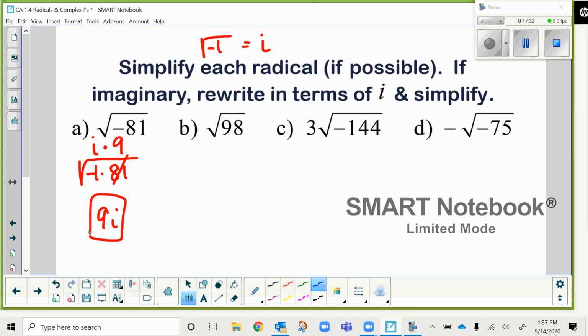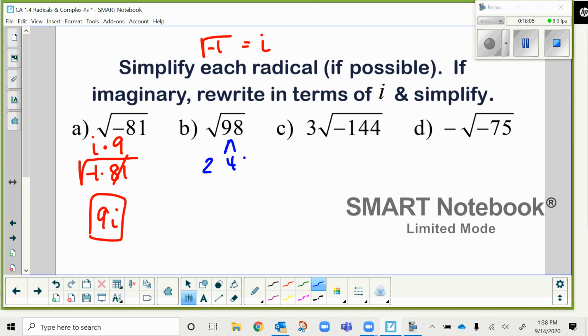So then we get to B. There's no negatives in B, so there's not going to be an i. This is just practicing simplifying a plain radical. Square root of 98. Now this is not a perfect square, so you're either doing a factor tree or your birthday cake method, or whatever your preferred method is. I'm a factor tree girl, so I'm going to do that.